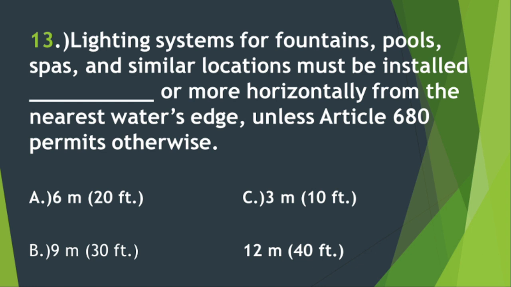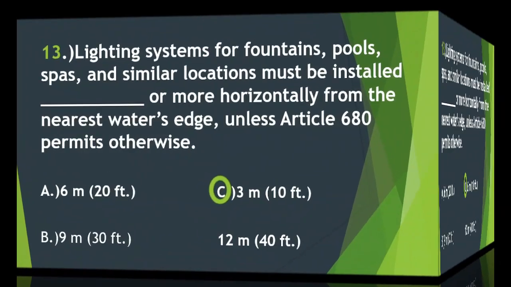Number 13. Lighting system for fountains, pools, spa, and similar locations must be installed blank or more horizontally from the nearest water edge, unless Article 680 permits otherwise. A. 6 meters or 20 feet. B. 9 meters or 30 feet. C. 3 meters or 10 feet. D. 12 meters or 40 feet. Correct answer is C. 3 meters or 10 feet.